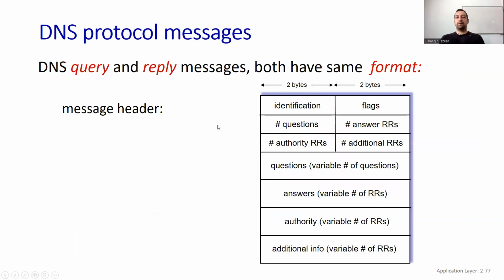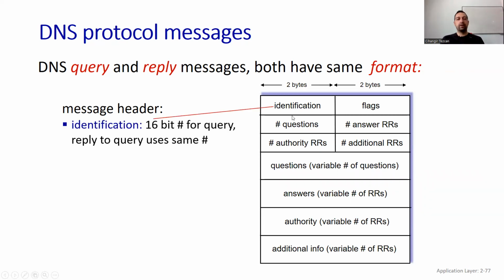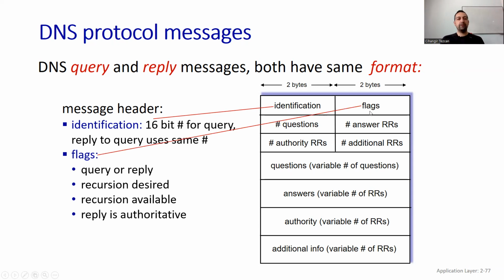So we will be exchanging DNS messages, right? These are UDP packets actually. So DNS query and reply messages both have the same format. Here is what covers everything. Message header: it is a 16-bit number for the query, and the reply to the query uses the same number. Flags: query or reply, recursion desired, recursion available, reply is authoritative, and so on.